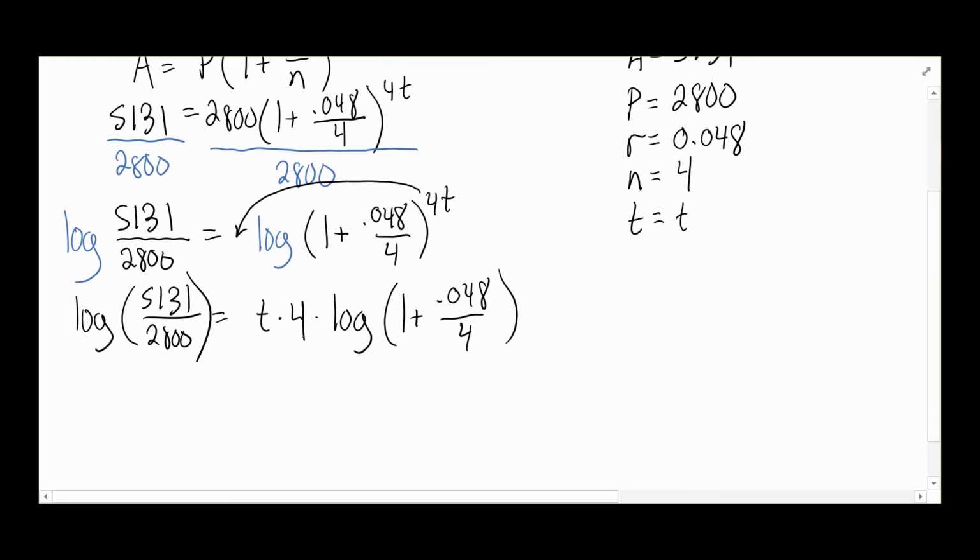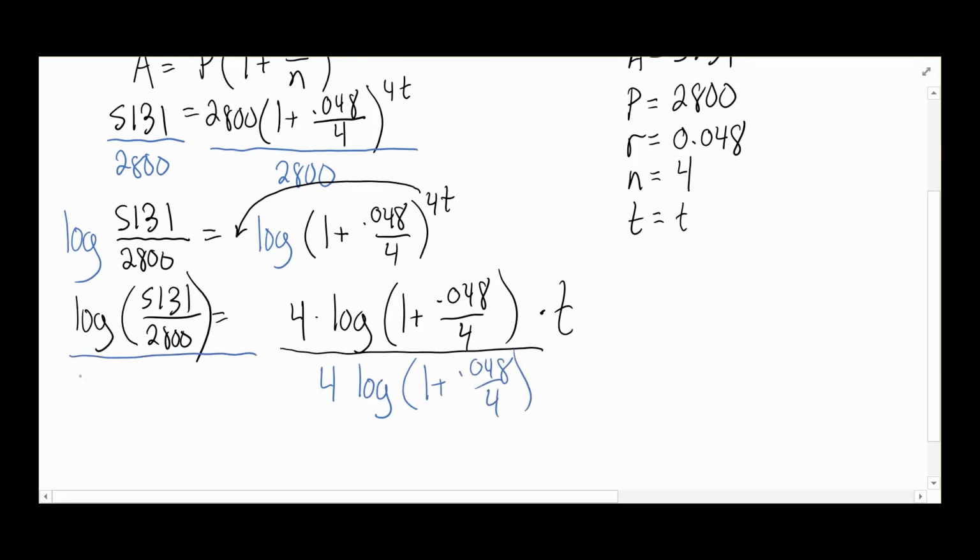And for that matter, I can put the t over here, so that what I have here is just my coefficient of t. It's all it is. So I could divide both sides by 4 log of 1 plus 0.048 over 4, and I can get an answer.